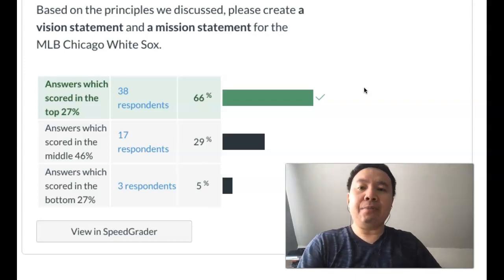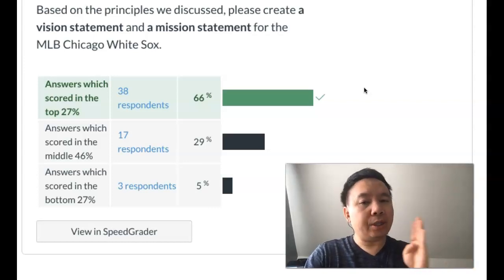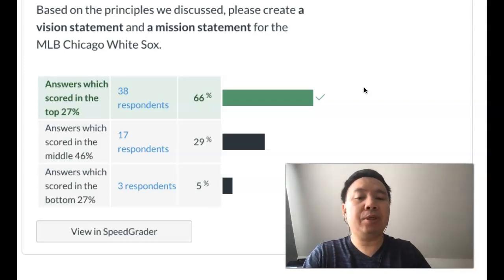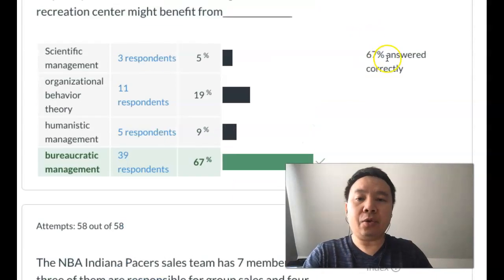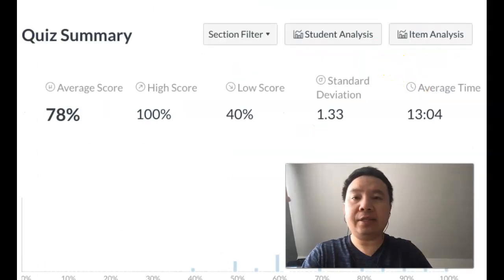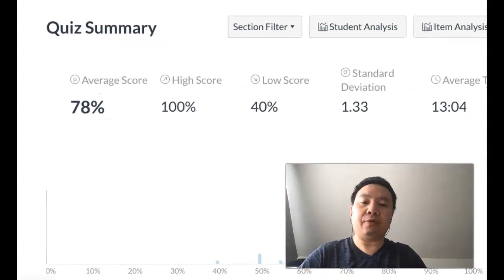Understanding the mission statement is very important for the first half of the semester, because of the midterm exam that you will be taking in week 8, and also the first major assignment you will be doing. You all need to create a vision and mission statement. So you do need to understand the differences between the vision and mission statement, and also how to create one based on the principles that we discussed in this class. Okay, so this is the first quiz. As I said, most students did a fantastic job. The average is 78, which is a pretty good score for me.